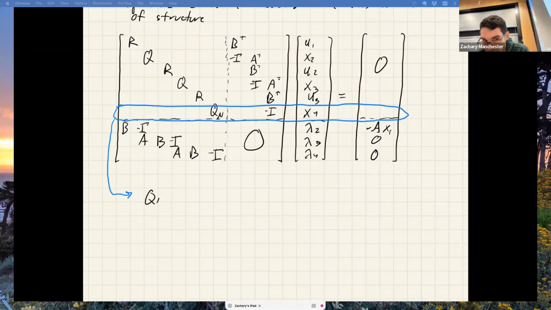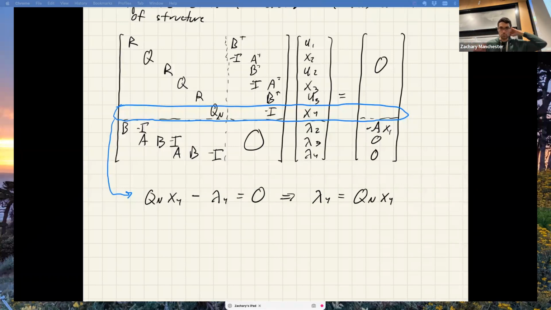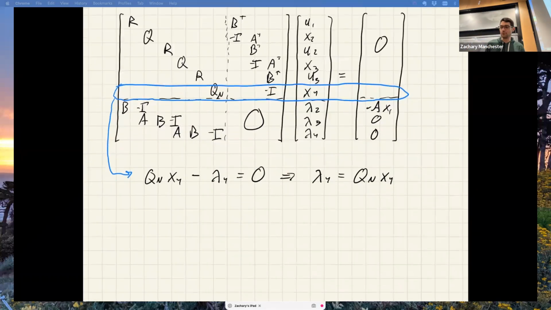So this says Qn x4 minus lambda 4 equals 0. So this is basically the terminal condition from the Pontryagin stuff, right? That's the last time step that kind of checks out. And I can take this and solve it for lambda 4. Cool. That's what we had from the last time step of Pontryagin. So no surprise there. Okay, cool. So I got lambda 4. What I'm going to do now is take lambda 4, substitute it back in, and go up to the next row.